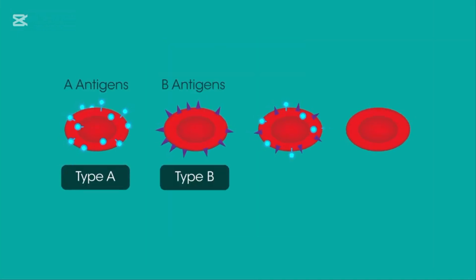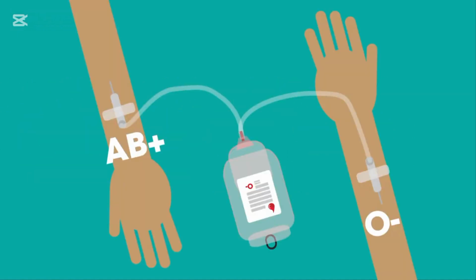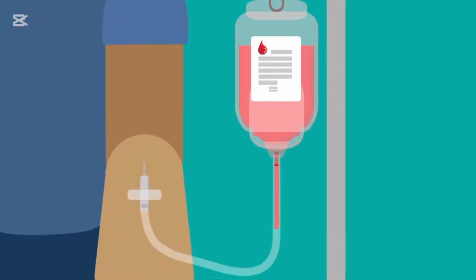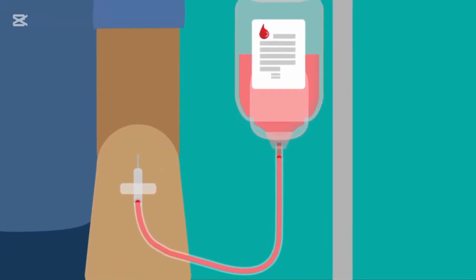In summary, our blood group is determined by the presence or absence of A and B antigens on our red blood cells, which are inherited from our parents. The blood group you are also determines who you can receive blood donations from and who you can donate blood to. And thankfully, now that doctors understand this, patients can safely receive life-saving blood transfusions.